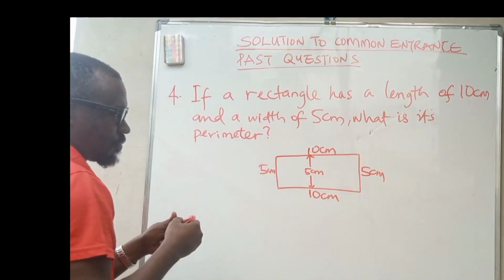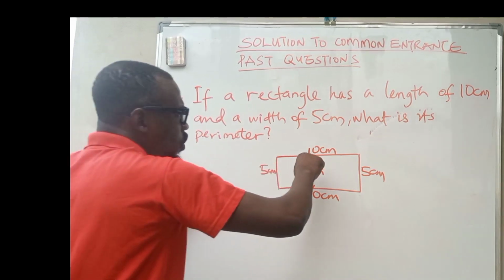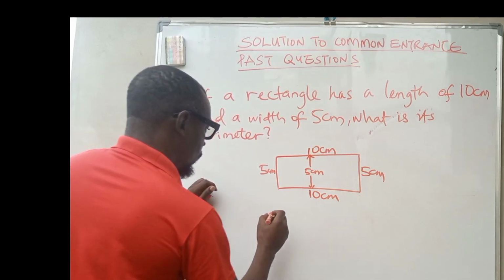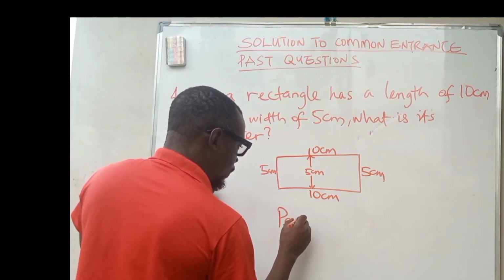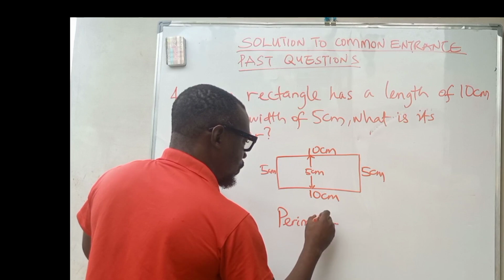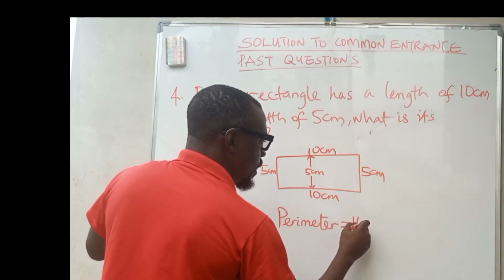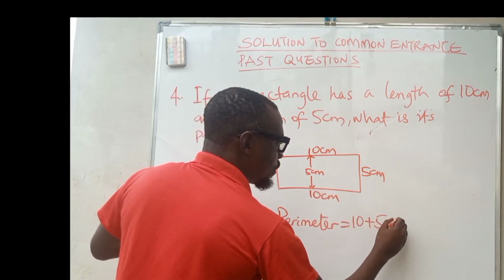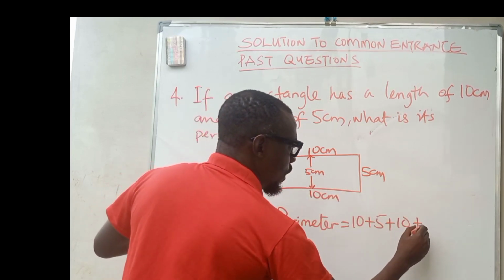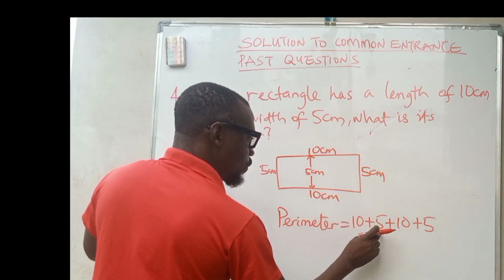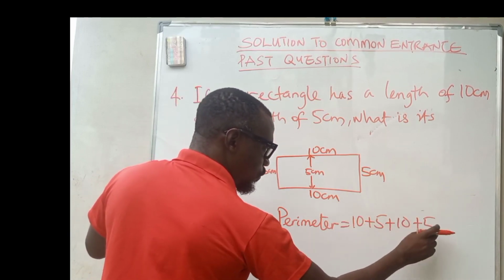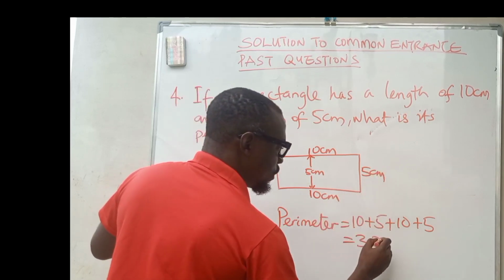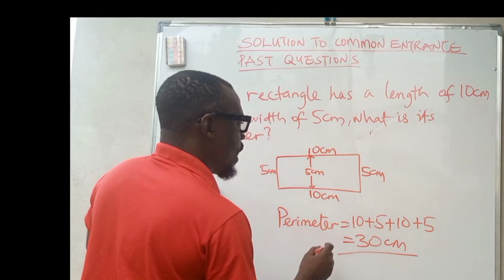Don't forget, perimeter is the total distance around a shape. That is, this place is 10, this place is 5, this place is 10, this place is 5, which is 10 plus 5 plus 10 plus 5 will give us 30. Don't forget, the unit is centimeter.